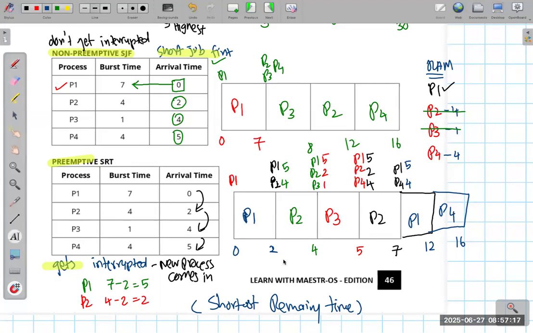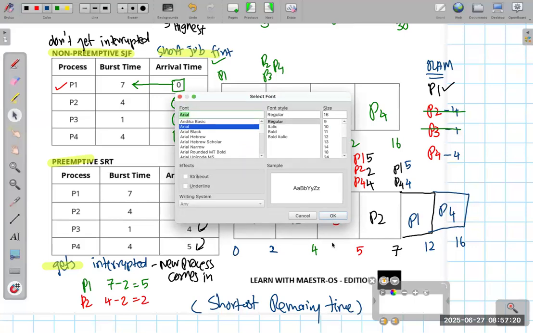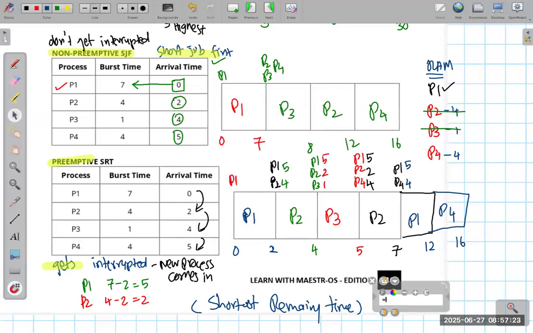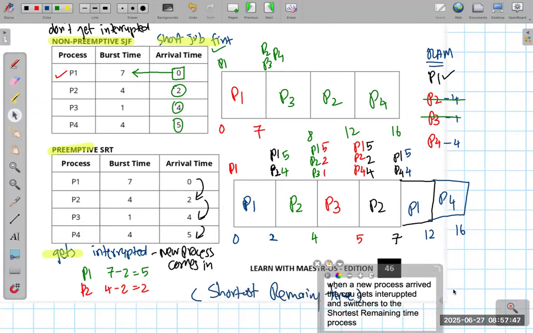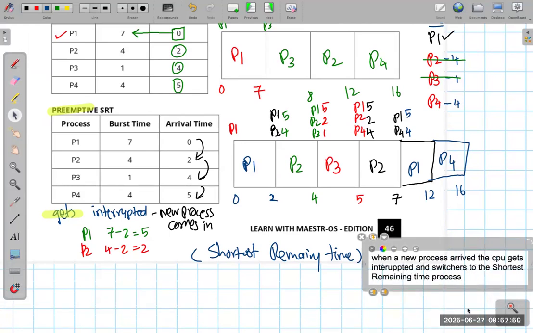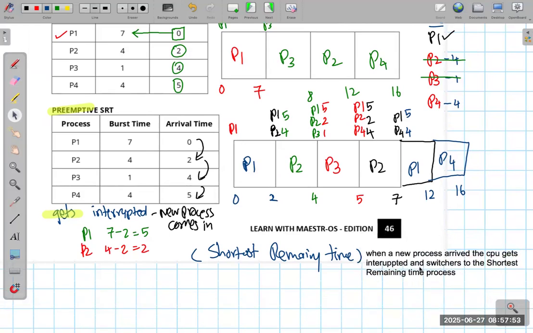As a note, when a new process arrives, the CPU gets interrupted and switches to the shortest remaining time process. When a new process comes in, he will switch to the next process. When a new process comes in, he will switch to the shortest remaining time.